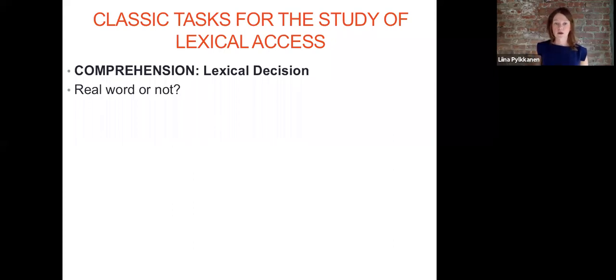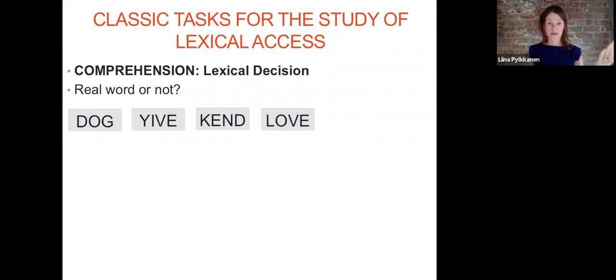So this is a task where you are presented with a stimulus, so it could be visual, could be auditory, could be sign, and your task is to indicate whether that stimulus is a real word in your language or not. So for example, if we had a reading version of this task, it would have stimuli like the following, for example, so dog, yive, can, to love. And so here you would say yes to the first stimulus, no to the second and the third one, and yes again to the fourth one. So just yes, no decisions. And then you study what kinds of stimulus properties affect your reaction time in that task.